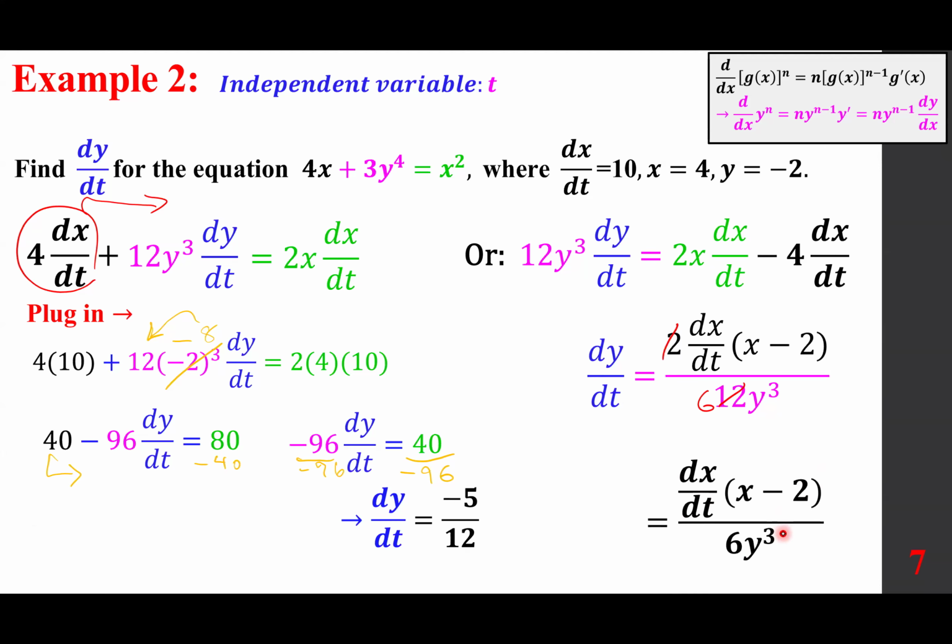That's what we get. Now, at this point, everybody, if you just plug in the values right here, you get exactly the same thing as we did here. Okay. You don't have to do both ways, obviously.